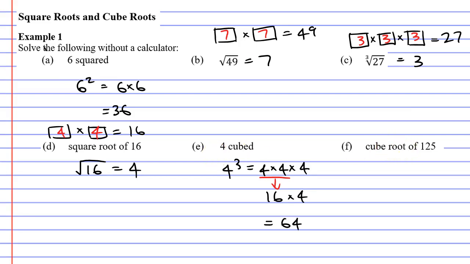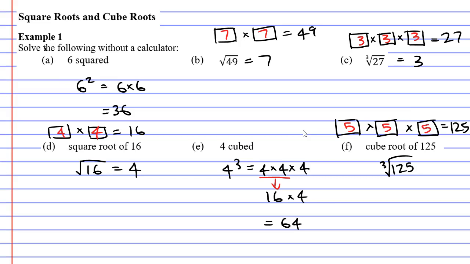Last of all, the cubed root of 125. If I wrote it with a radical, I would write it such that there's a little 3 next to the radical. So this means we need three numbers the same, so that when you multiply them together, they equal 125. Now I reckon it's going to be 5. I reckon it's 5 times 5 times 5.